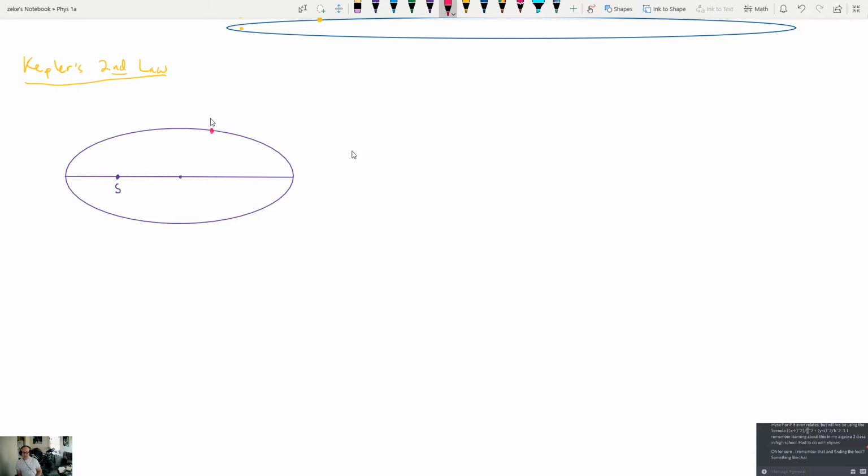And what we're going to say is, suppose that this planet, which we'll label as P, moves in this direction to some new position here. So we'll call that point P prime. So this is just the planet at one point in time, the planet at another point in time.